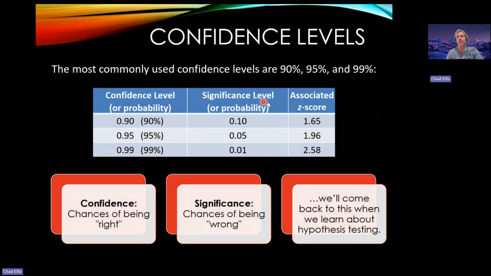The significance level is basically the opposite of the confidence level, and it's the chances of being wrong. So as our confidence level increases, our significance level decreases. So as our confidence that we're right increases, our confidence that we will be wrong decreases. So as one goes up, the other goes down. So you can think of significance as the chances that your test is going to give you the wrong answer. But we'll come back to this idea of confidence and significance a little bit later in this video when we start to look at hypothesis testing.